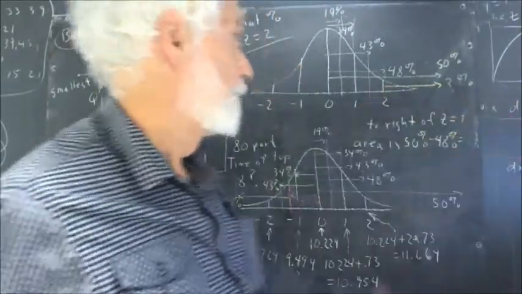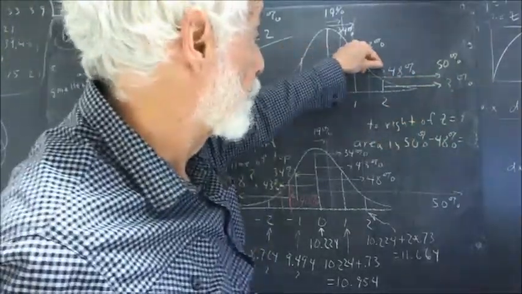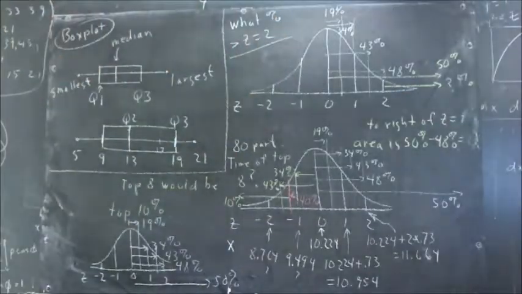What's that percent? Well, from here to here is 50%. From here to here is 48%. That leaves 2% from here to here. And that should be really obvious to you. If it isn't, please send me a question, come by and ask me.